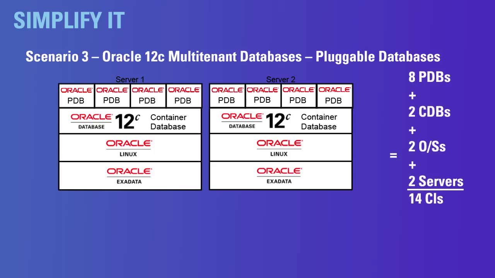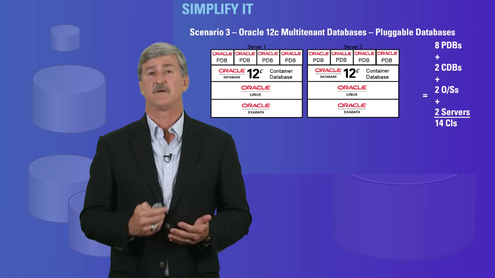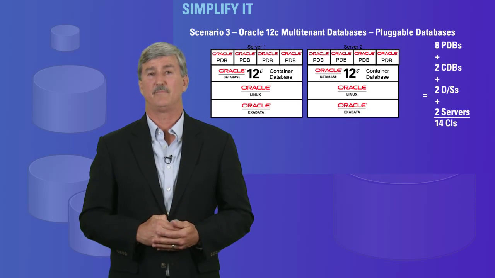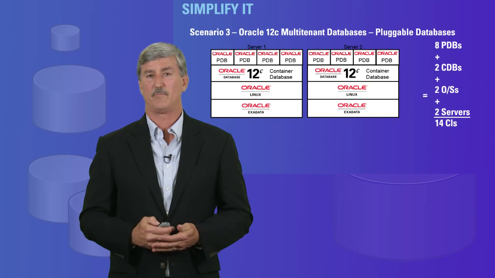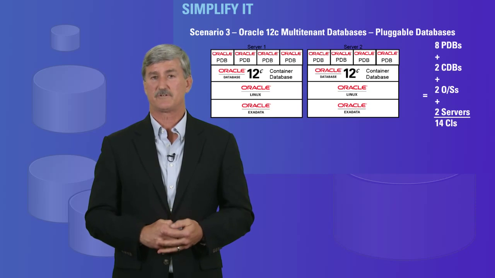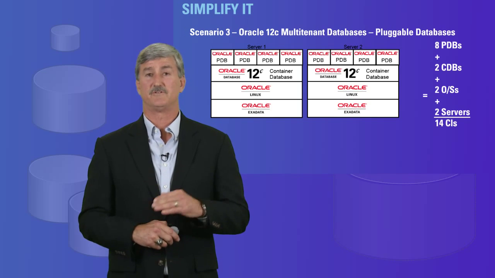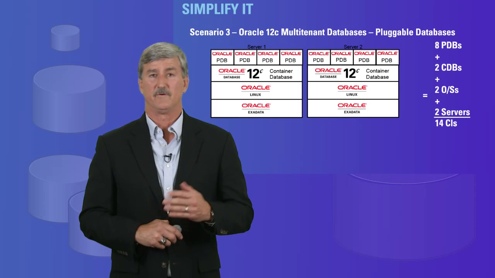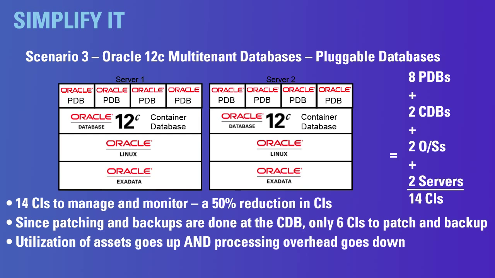And now when we go through and count our CIs, we just cut our CIs in half. So what we're effectively doing with the 12c multi-tenant database is virtualizing at the database tier. See, the real definition of virtualization is a layer of abstraction between a resource and its usage. Virtualization doesn't mean hypervisor. So in the 12c multi-tenant environment, you can see we've only got 14 CIs to manage and monitor. That's a 50% reduction in CIs.